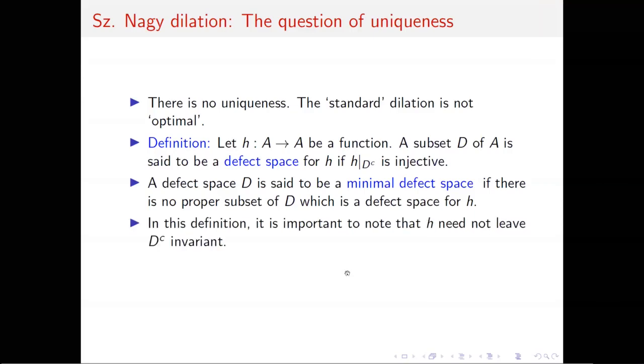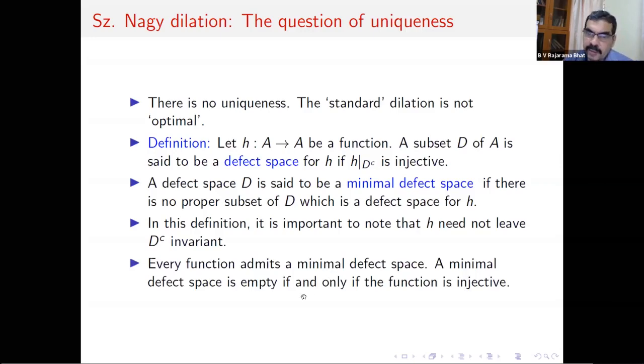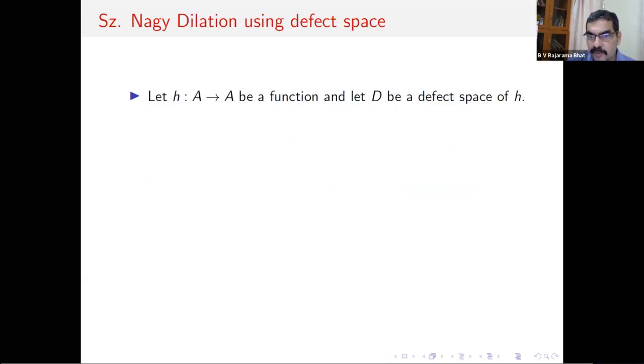Yeah, here is the comment. We don't insist that the complement is invariant, but on that part it is injective. So every function admits a minimal defect space. You can check that, and a minimal defect space is empty if and only if the function is injective. So you can make it very small if it is injective. There is no need to dilate the function on the injective part, the complement of the defect space. So that is what we do.